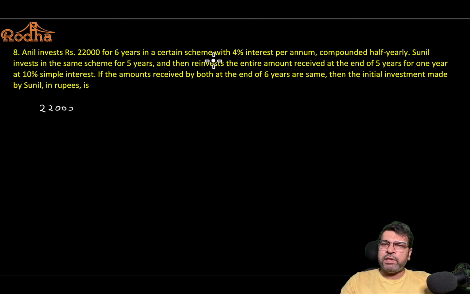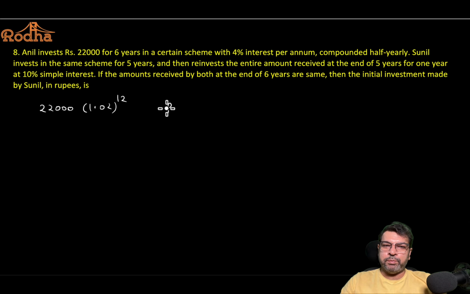Rate of interest in compound interest simply means you are increasing it successively by a certain percentage. So you are increasing by 2%, so the multiplying factor is 1.02. So every time you are increasing it by 1.02, how many times? 6 into 2, 12 times, because there are 12 half years. So you have to do this 12 times. So the amount that will become is: the multiplying factor is 1.02, raised to the power, how many times? 12 times. That's the amount of Anil.